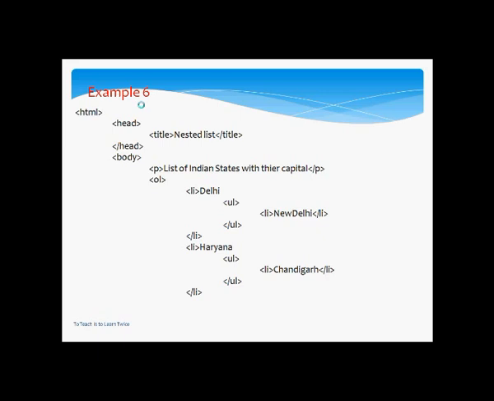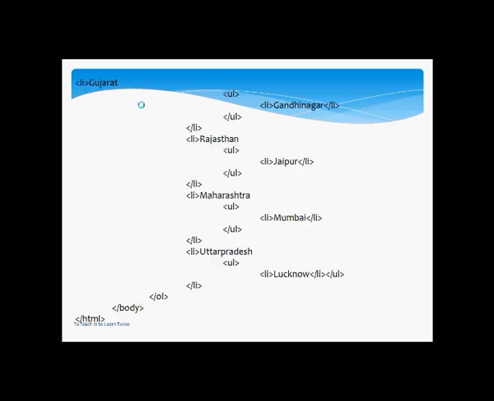Example, I am stating a list of Indian states with their capitals, and this time I am preparing the state name with the number list, that is the OL tag, and followed by the capitals, I am using an unordered list. So we'll see the example.